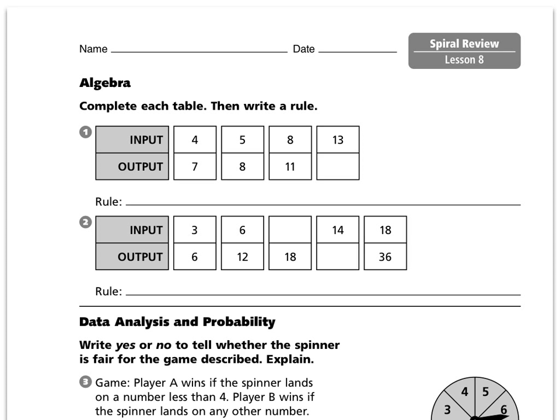Let's look at Chapter 7, Lesson 8 review. Complete each table, then write a rule. So, how did I get 4 to 7? I'm going to add 3. 5 to 8, I had to add 3. 8 to 11, I have to add 3. So 13, I'm going to add 3 to it in order to get the next number, which is 16. So my rule would be to add 3 to the input.